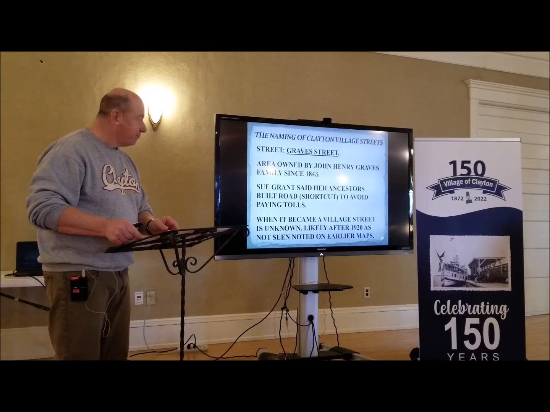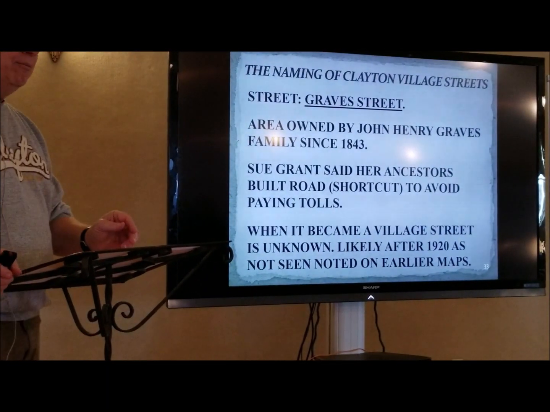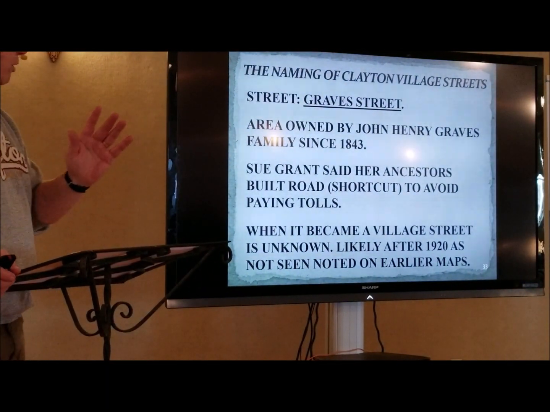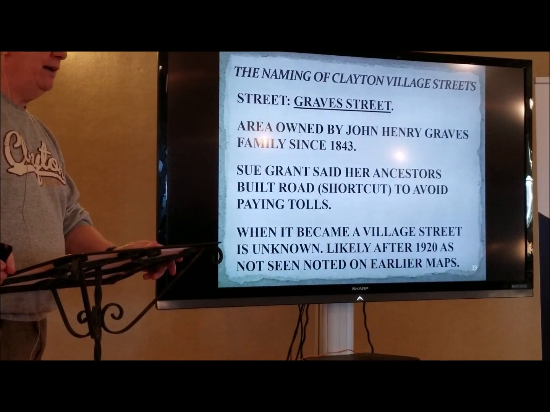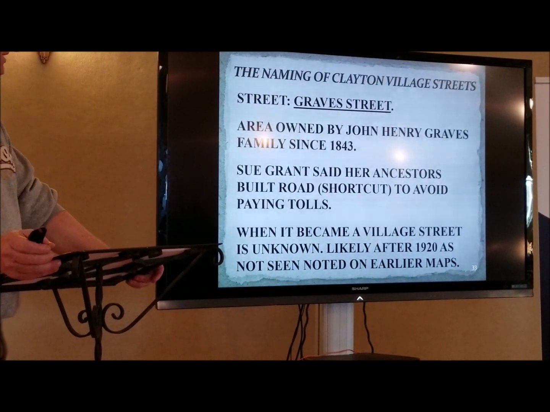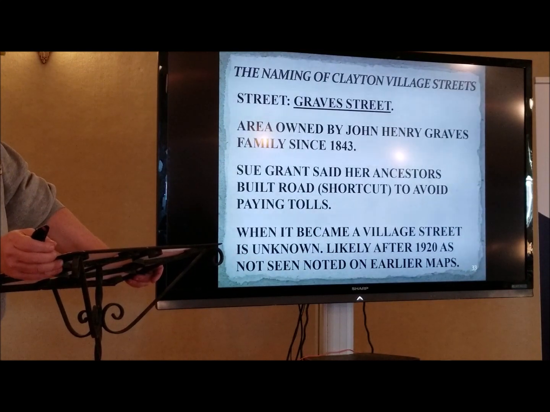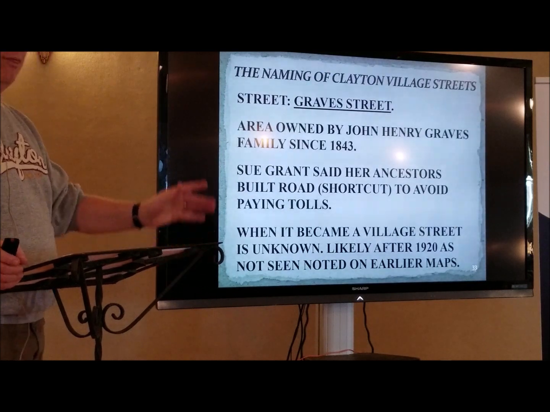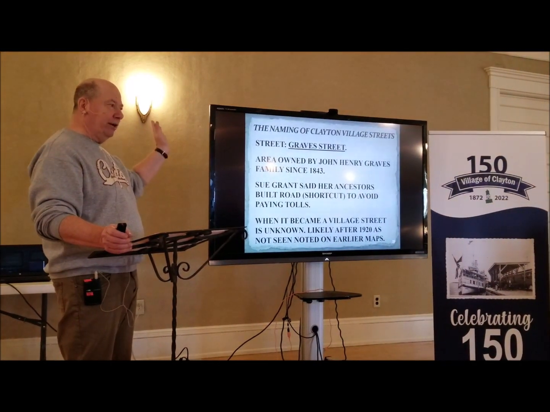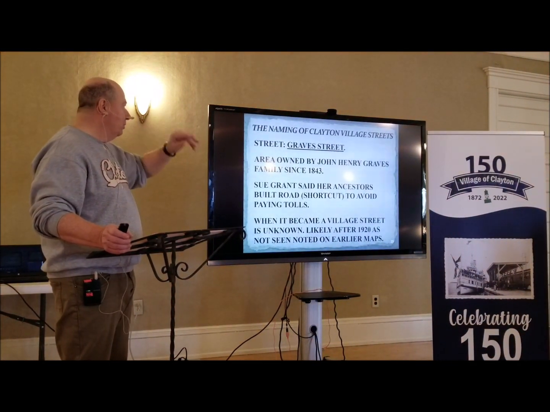Grave Street. All right, so Grave Street is one of those where we haven't been able to determine the exact day that it became a formal village street, but the Graves family has owned property on that side of town, all of Grave Street, going out East Line Road, since 1843.